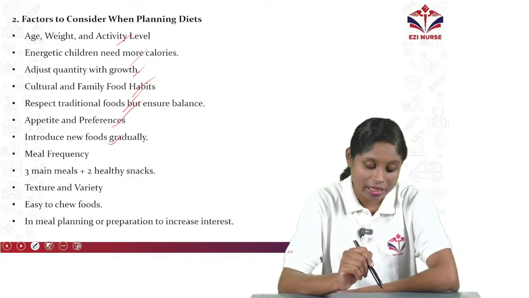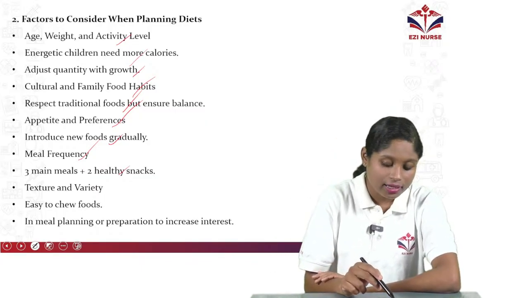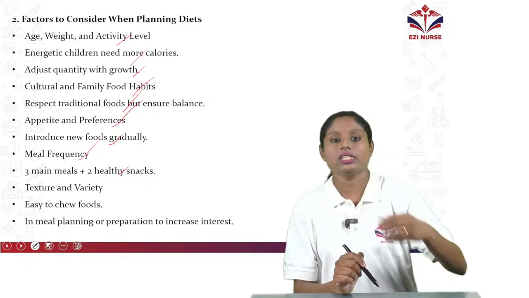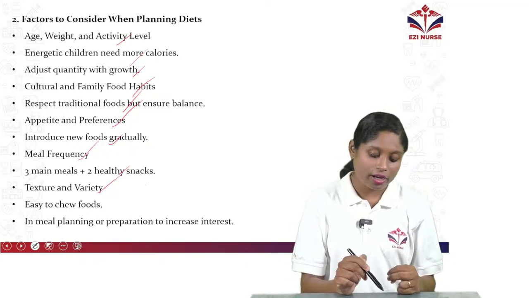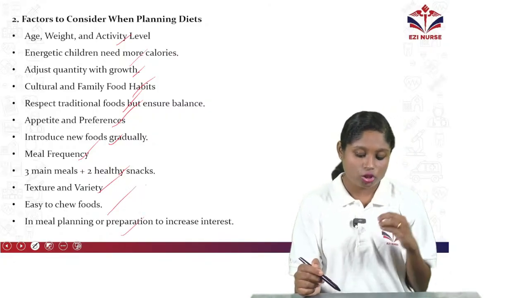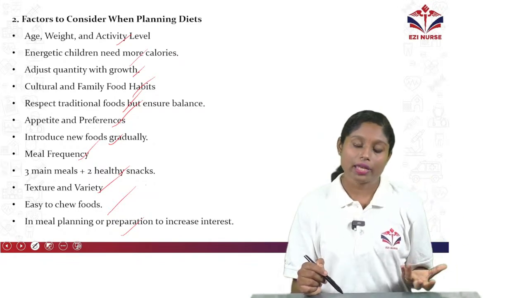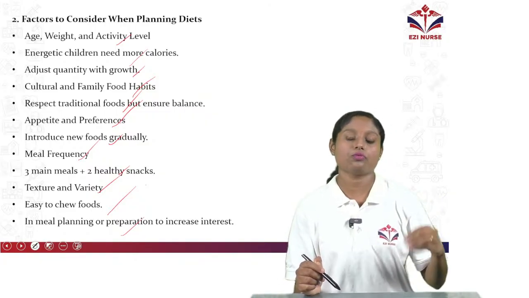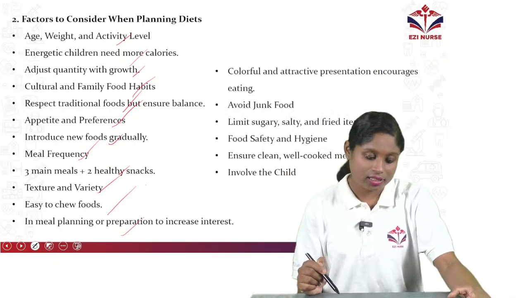Introduce new foods gradually. Meal frequency: they need 3 or 4 meals per day, 3 main meals plus 2 healthy snacks. The 3 main meals are breakfast, lunch and dinner, and in between they need 2 healthy snacks. Texture and variety should be there. Easy to chew food should be given. Involve them in meal planning and preparation to increase interest, so they will like the food and eat what they like. These are the factors to be considered while planning the diet.